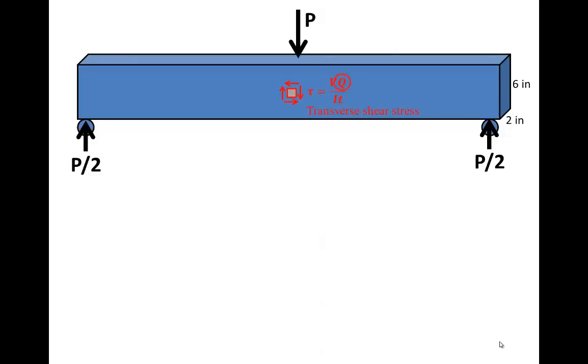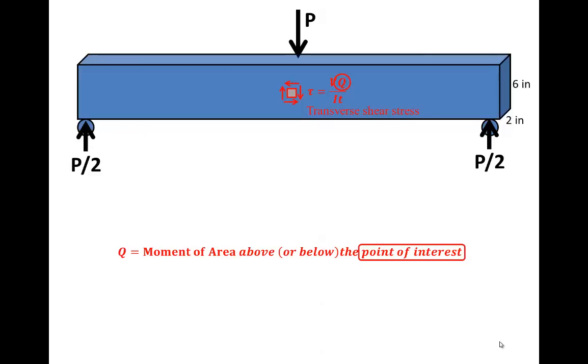Q is the section property we are reviewing in this portion of the video. You have noticed that I described Q as the moment of area above or below the point of interest. The point of interest is usually the location where Q is the highest, and would result in the maximum transverse shear stress. Here is the cross-section of the beam. The point of interest is usually here at the neutral axis, where transverse shear stress will be the highest.